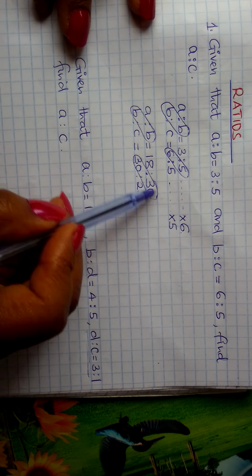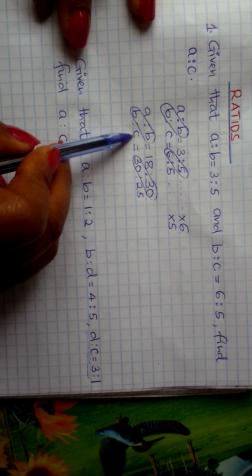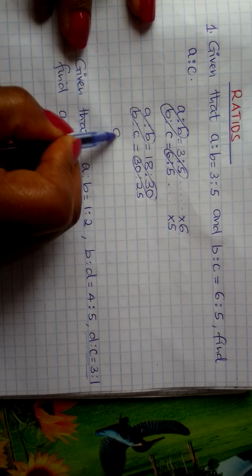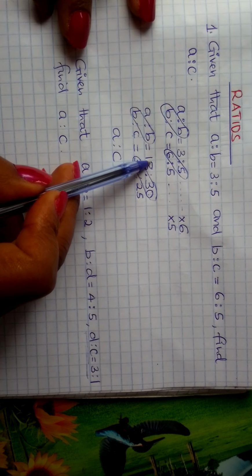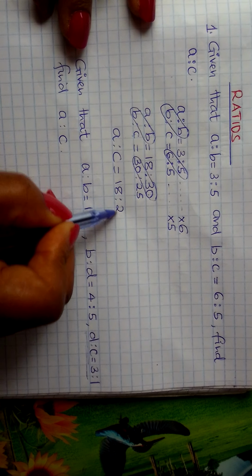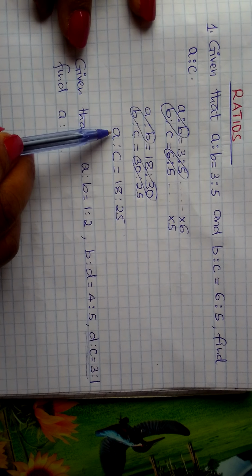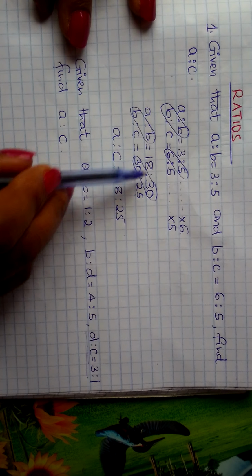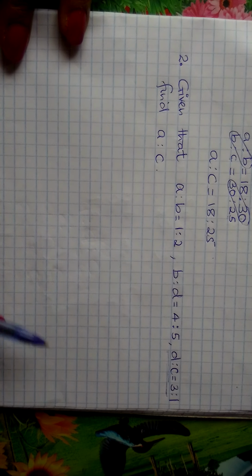And so if B is 30 on both cases, what is your A is to C? A is to C, learner. A is to C is equals to what? It is equals to 18 is to 25. Look at that. A is 18, C is 25 when B is 30. So A is to C is 18 is to 25. We go to the second example, learner.